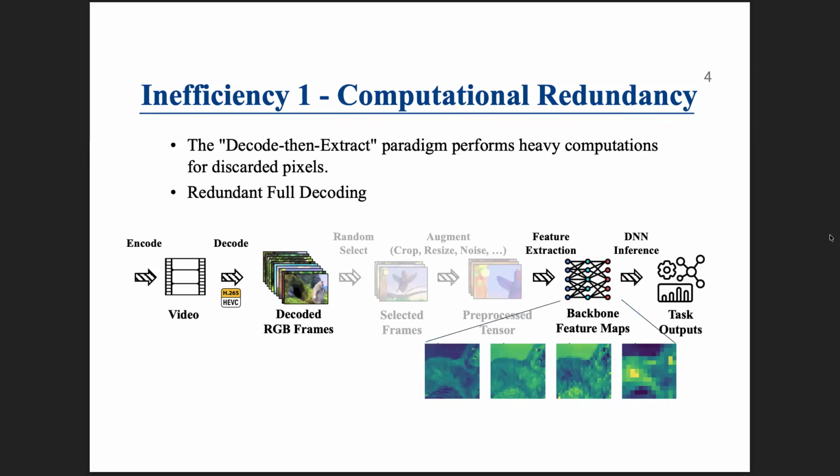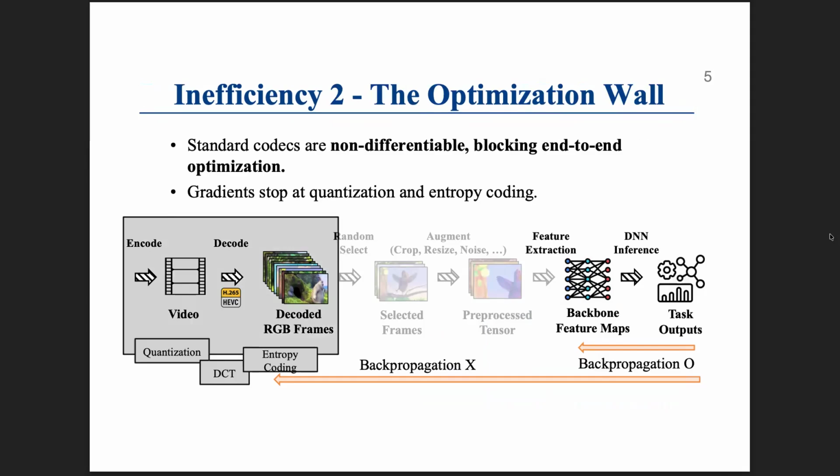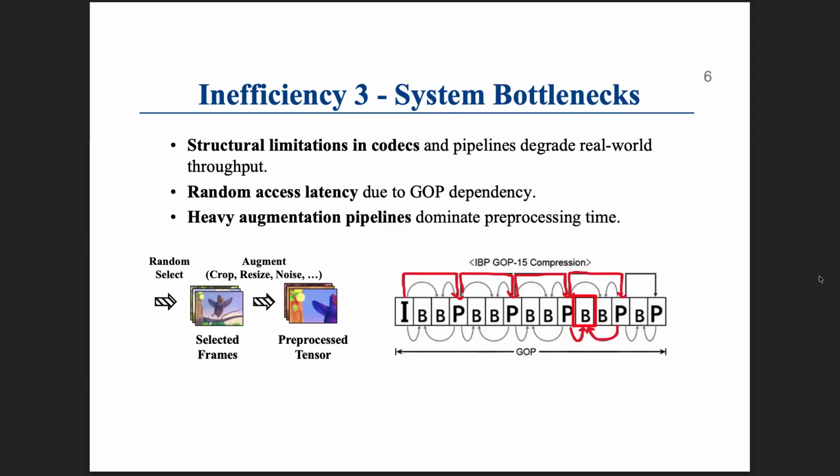First, full RGB decoding and early feature extraction are repeated for every downstream task. Second, traditional codecs are not differentiable, so the video representation cannot be optimized directly with task objectives. Third, random access and preprocessing create system bottlenecks, especially when only a subset of frames is needed. These inefficiencies become more serious when multiple tasks run on the same video.